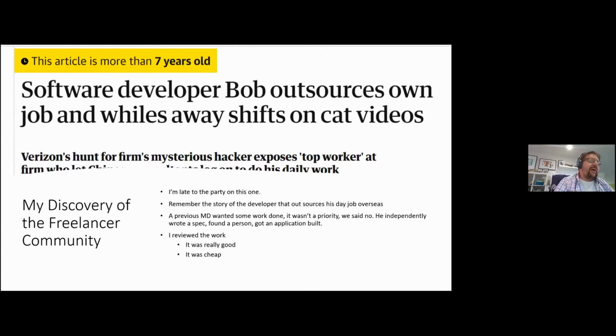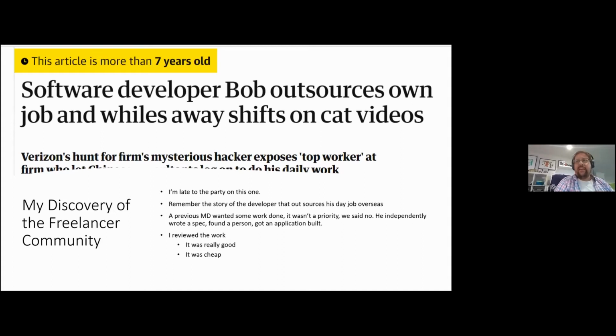However, there was an incident a couple of years ago where a previous MD that I worked for turned up to me and said, Simon, I need something built, right? And I responded with the usual, saying, it's not a priority. I don't have the resources. There are more important things. And being a well-trained MD in the language of being told no, he actually went off and said, thanks, guys. That's cool. I'm happy with that.